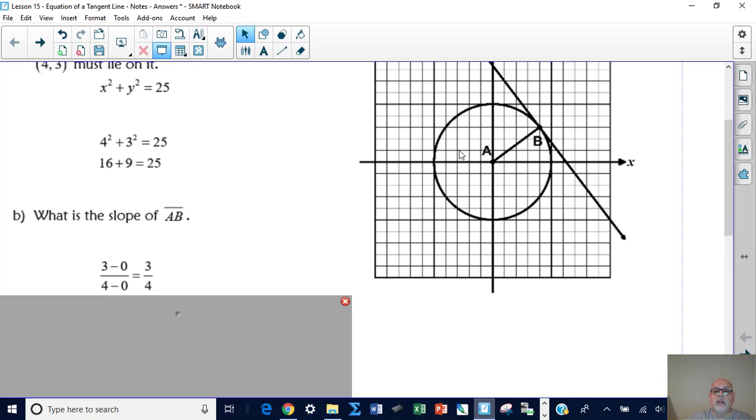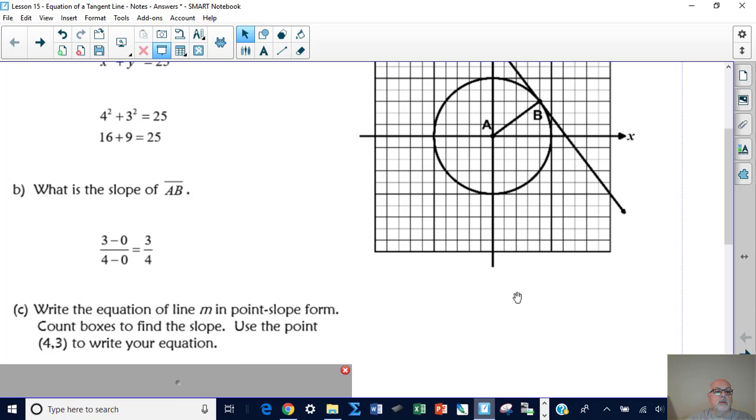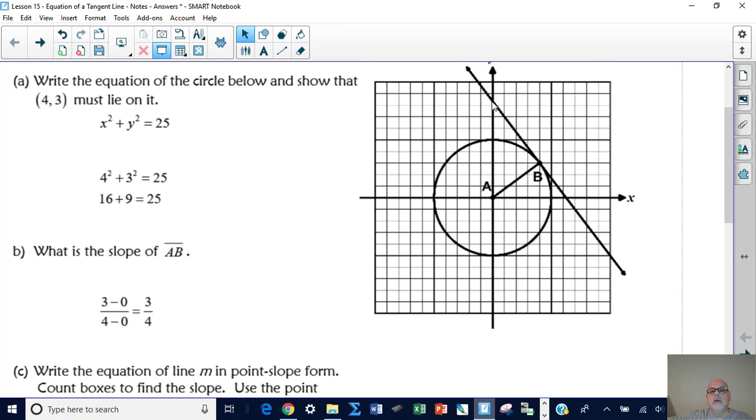If I use the slope formula, 3 minus 0 over 4 minus 0, because the coordinates here are (4, 3) and the coordinates there are (0, 0). So whether I count boxes or I use the slope formula, my slope is 3/4. Okay. So we want to write the equation of line M, which is that line right there. And we know that it's got to go through point (4, 3). So count boxes on this line here.